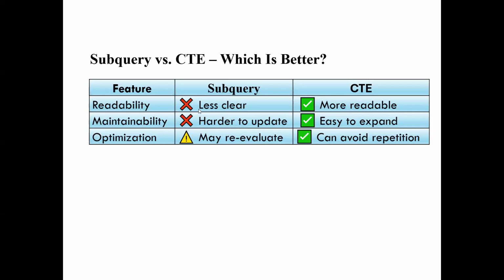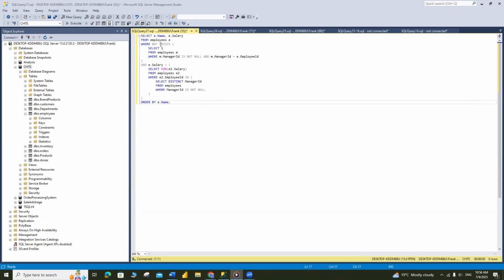But which one is better? Common table expressions are often more readable and maintainable, especially when reusing the same logic, like filtering managers in multiple places. If you do not like to use common table expressions because of more coding, it is better to use the following query to improve performance.